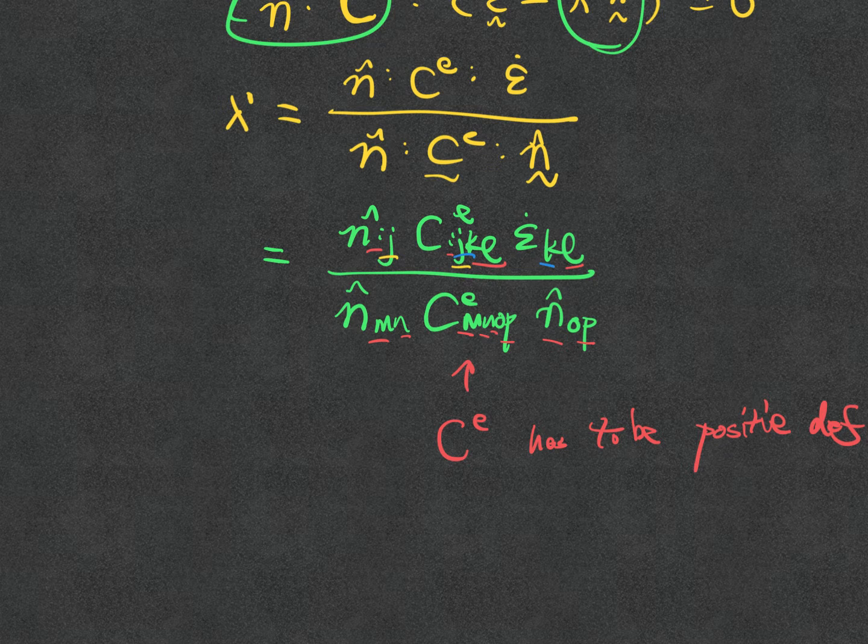Okay, why does C^e need to be positive definite? How come C^e cannot have an eigenvalue equal to 0? It's kind of fun, right? Okay, so what happened? If C^e is not positive definite, you cannot guarantee that this whole thing is actually greater than 0, and you may end up with an ill-defined plastic multiplier.